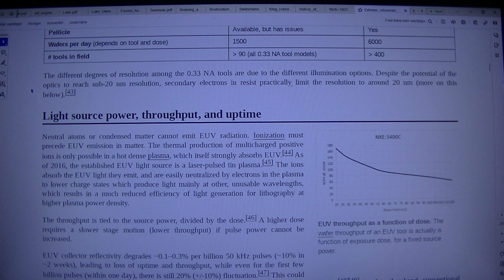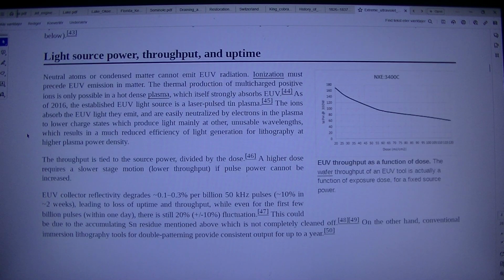43. Light source power, throughput, and uptime. EUV throughput as a function of dose. The throughput of an EUV tool is actually a function of exposure dose, for a fixed source power.